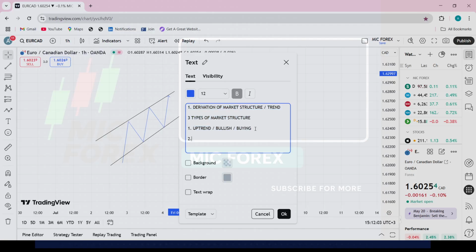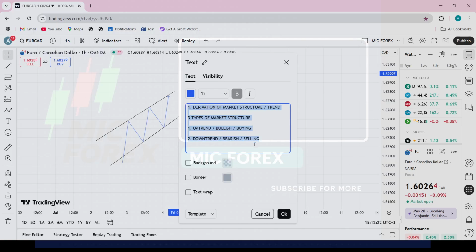That is number one. Number two, we have downtrend market. Of course, it is the opposite of uptrend, and this one we also call bearish market, and this is a selling price setup. This is a selling market.